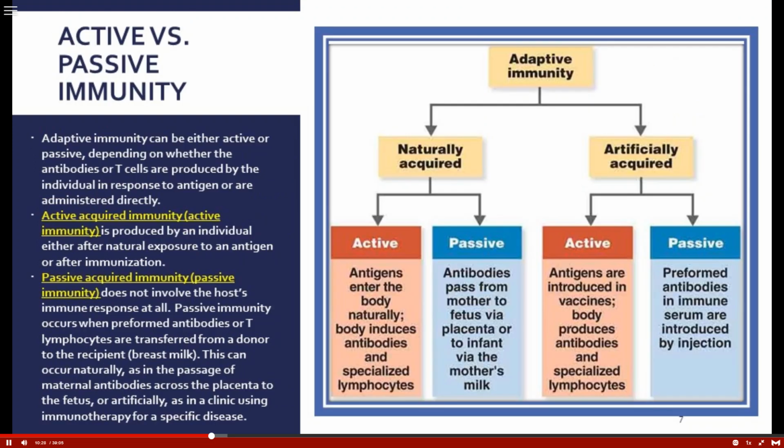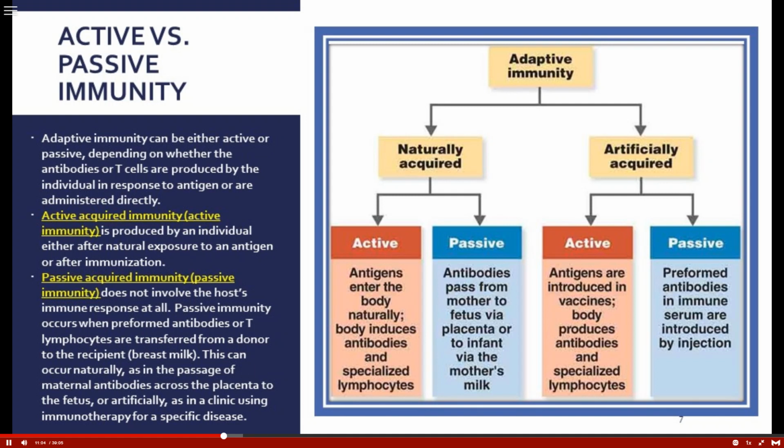So next, let's talk about active versus passive immunity. I really like what I've added to this PowerPoint. It does a good job of showing the difference between active and passive, naturally acquired versus artificially acquired. And when we say artificially acquired, we're talking about vaccinations, right? So the adaptive immunity can be either active or passive, depending on whether antibodies or T cells are produced by an individual in response to an antigen or administered directly.